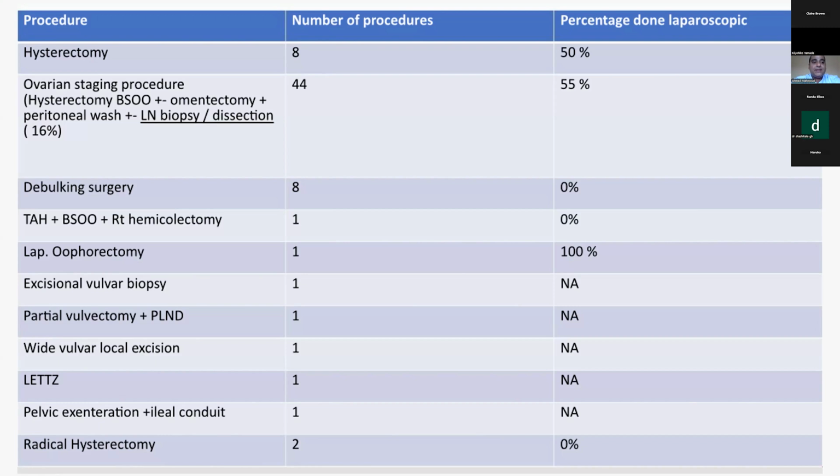So 8 cases had hysterectomy, and 50% of them were done laparoscopically. The ovarian staging procedure, with hysterectomy, bilateral salpingo-oophorectomy, omentectomy, peritoneal wash, and lymph node biopsy and dissection, was done for 44 cases, and 55% were done laparoscopically. Debulking surgery, 8 cases, and none of them done by laparoscopy. Total abdominal hysterectomy, bilateral salpingo-oophorectomy plus right hemicolectomy, 1 case, also not laparoscopic. Laparoscopic oophorectomy, 1 case, done laparoscopically.